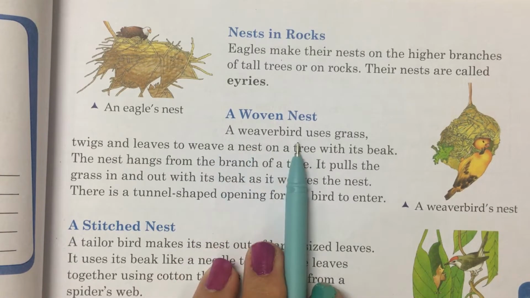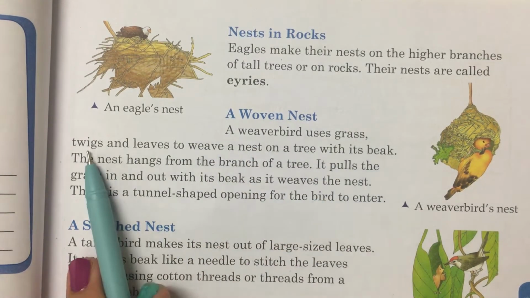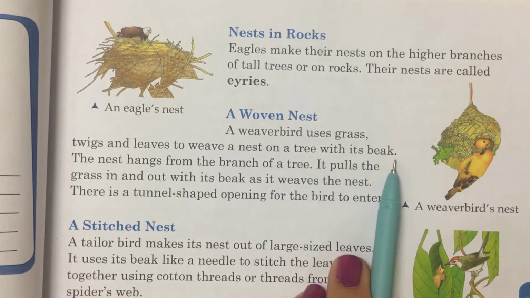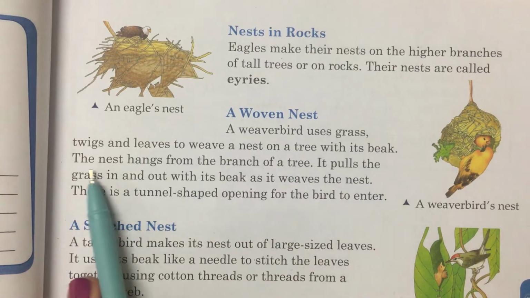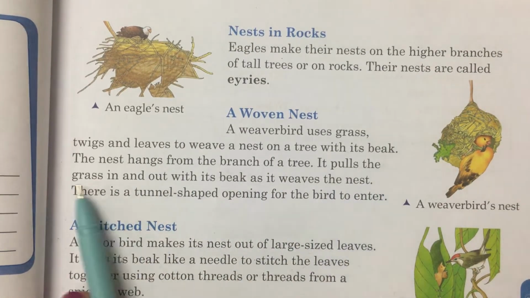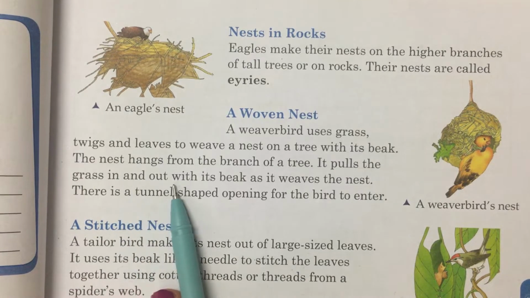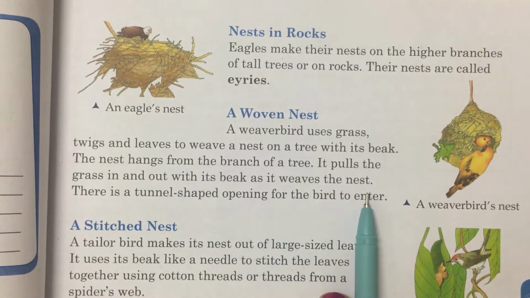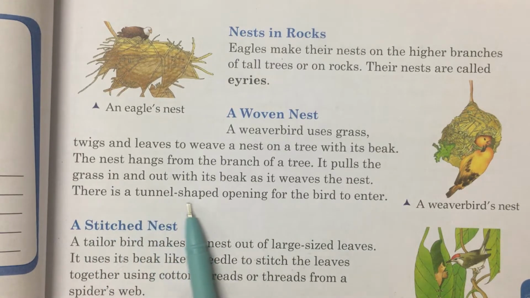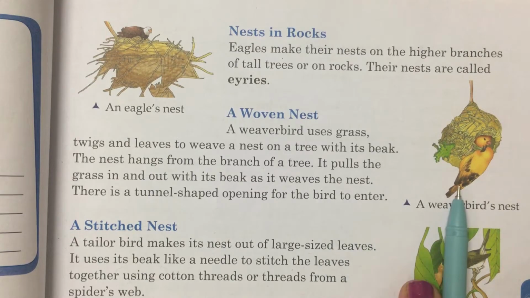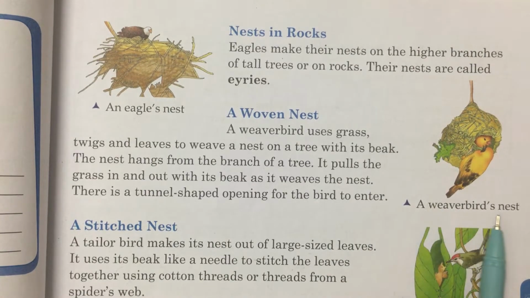A woven nest. A weaver bird uses grass, twigs and leaves to weave a nest on a tree with its beak. The nest hangs from the branch of a tree. It pulls the grass in and out with its beak as it weaves the nest. There is a tunnel-shaped opening for the bird to enter. As you can see from the shape, this is a weaver bird's nest.